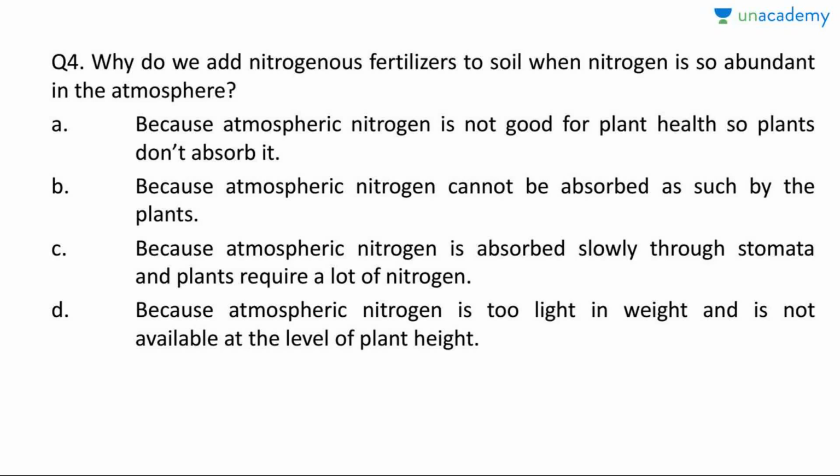Question number 4: why do we add nitrogenous fertilizers to soil when nitrogen is so abundant in the atmosphere? Now it is such a logical question that every PMT aspirant will love it. So here the basic answer is that atmospheric nitrogen cannot be absorbed by plants. It has to be converted into certain forms through the nitrogen cycle, then it converts into ammonia, then nitrites, and all these conversions take place. So here the answer is B.